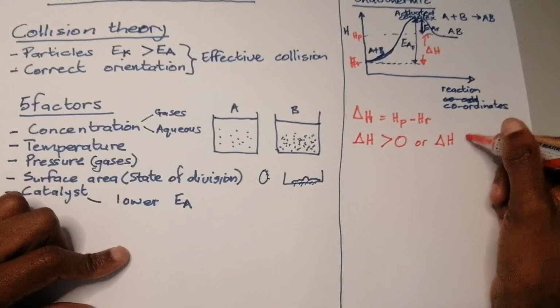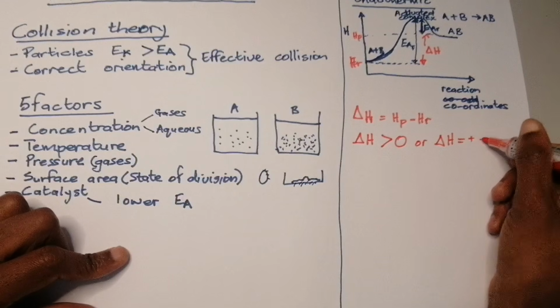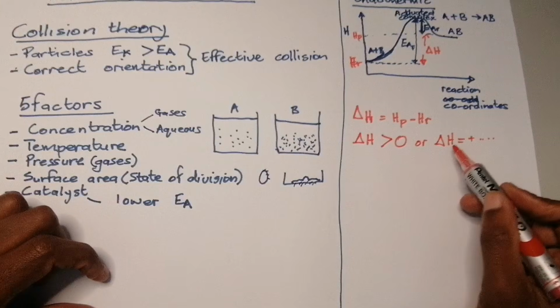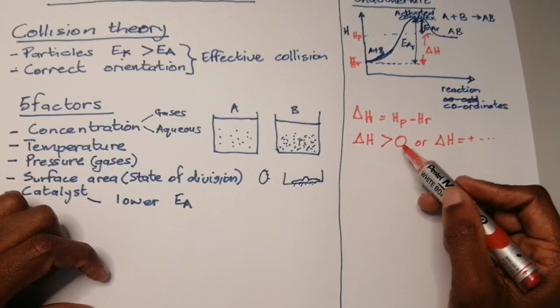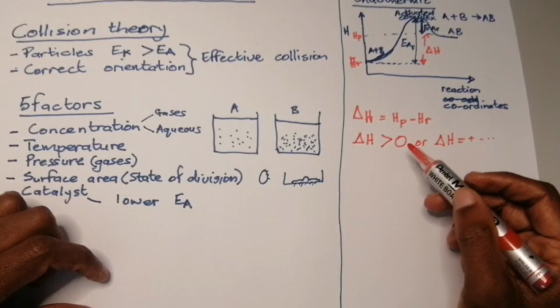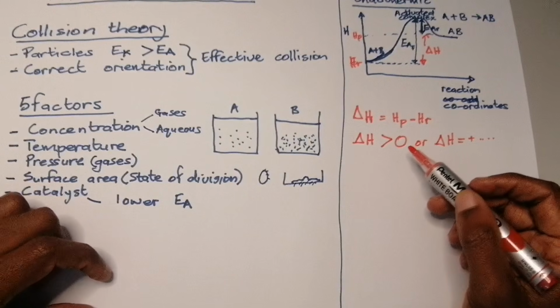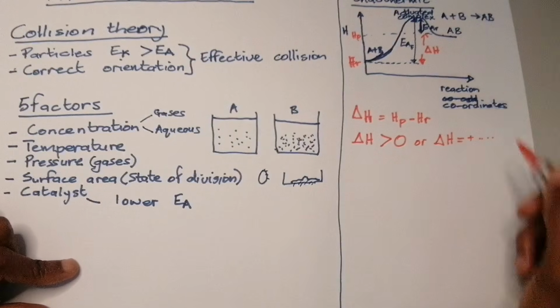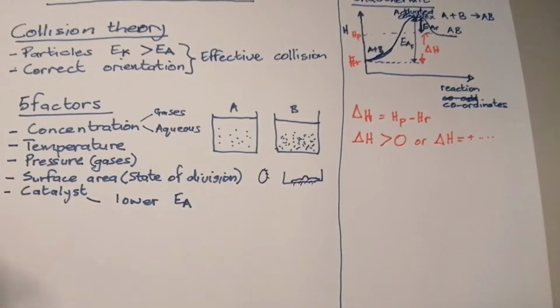So they may give you delta H equals positive, whatever the value may be, right? So immediately when you see that delta H is greater than 0, what it's simply telling you is that the reaction absorbs energy, the reactants absorb energy in order to form products, okay? Right, so then we've got what we call an endothermic reaction, okay?